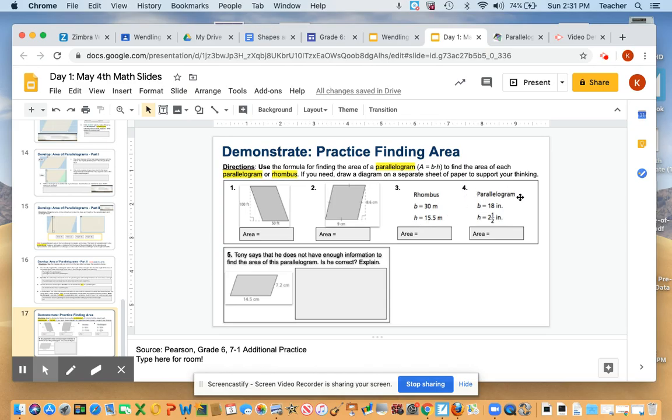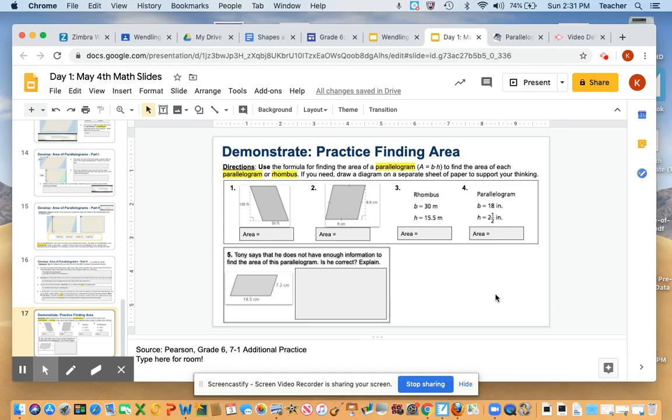And number 4, another parallelogram, my base is 18 inches, my height is 2.5 inches. Multiply my base and height. If you're having difficulty with this 2.5 to plug into the calculator, 2.5 is the same as 2.5 as a decimal.